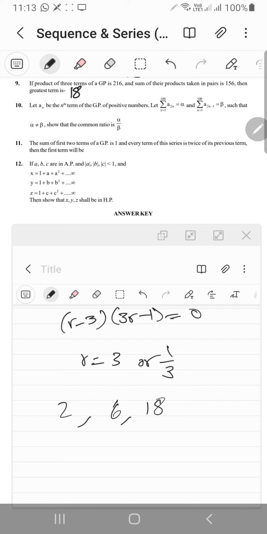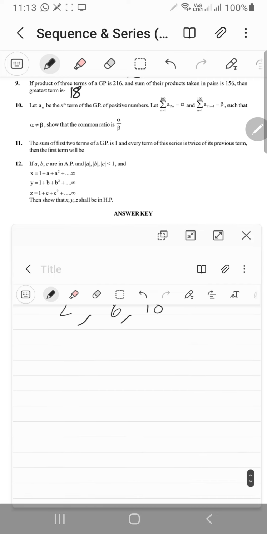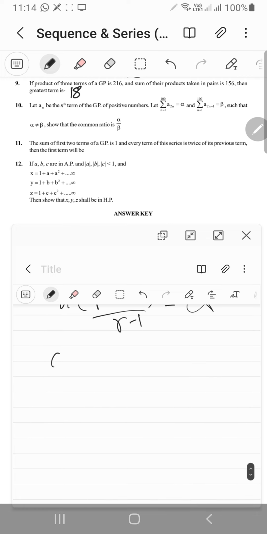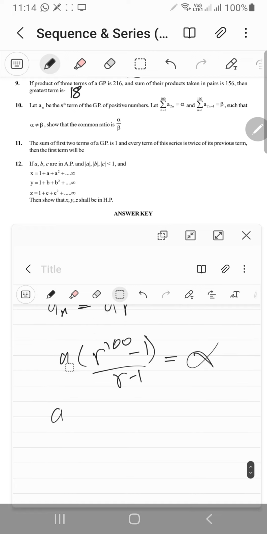Let an be the nth term of the GP of positive numbers. That just means an is ar power n minus 1. Let this summation from 1 to 100 be alpha. So from 1 to 100, that will be a times r power 100 minus 1 upon r minus 1. That's alpha. And wait, it's not n, it's 2n. Oh, this is bad.